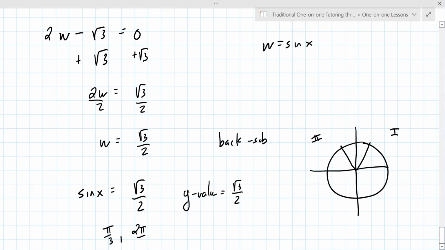Very good. Okay. What did your instructor say about the unit circle? You need to know it. You'll get it. You need to know it. Oh, it's painful.